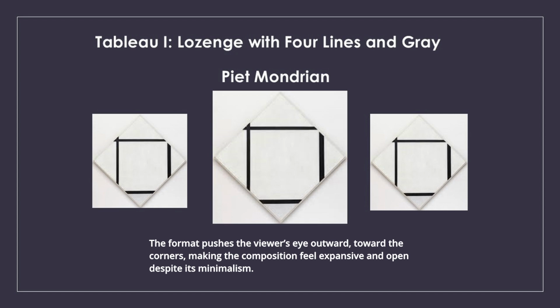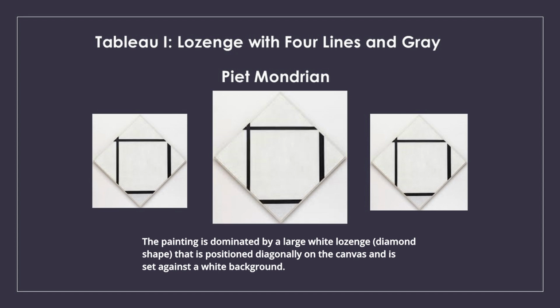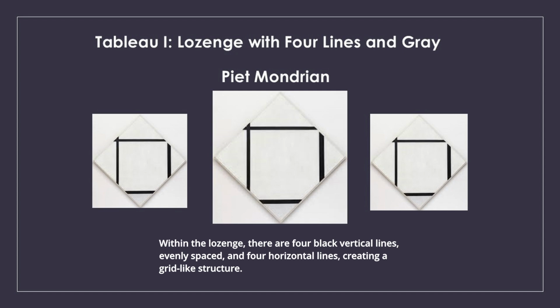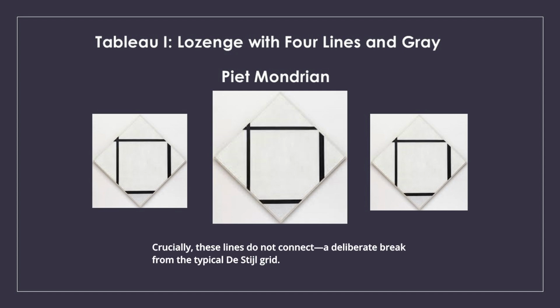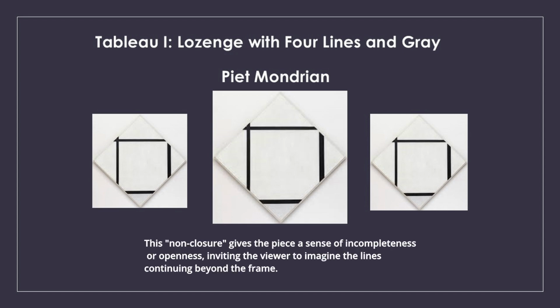The format pushes the viewer's eye outward, toward the corners, making the composition feel expansive and open despite its minimalism. The painting is dominated by a large white lozenge that is positioned diagonally on the canvas and is set against a white background. Within the lozenge, there are 4 black vertical lines, evenly spaced, and 4 horizontal lines, creating a grid-like structure. Crucially, these lines do not connect, a deliberate break from the typical De Stijl grid.